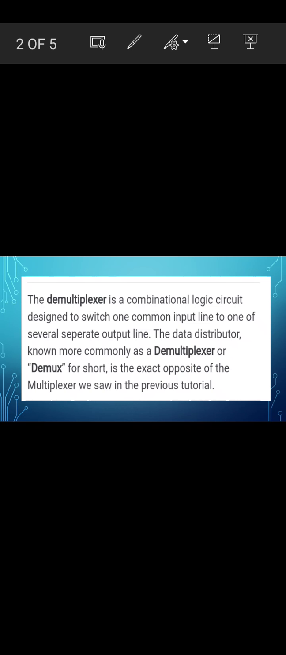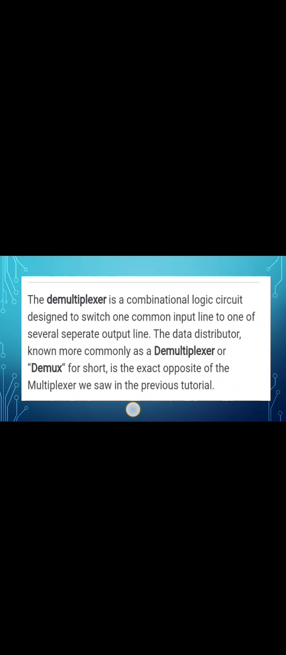The demultiplexer is a combinational logic circuit, which means it is time independent. It only depends on the present input and it does not depend on the previous input. The demultiplexer has one common input line and it is connected to several separate output lines. Next, we are going to see the block diagram of the demultiplexer.